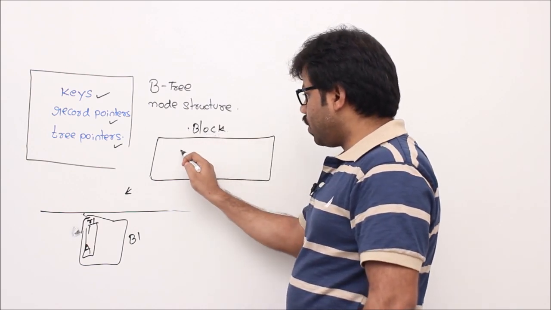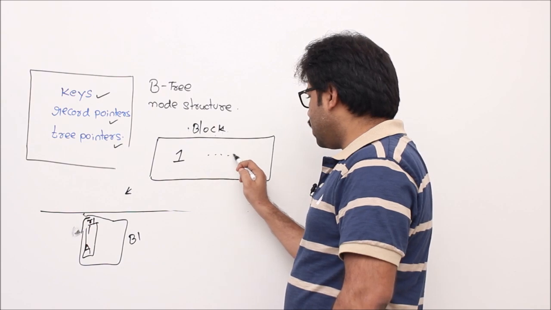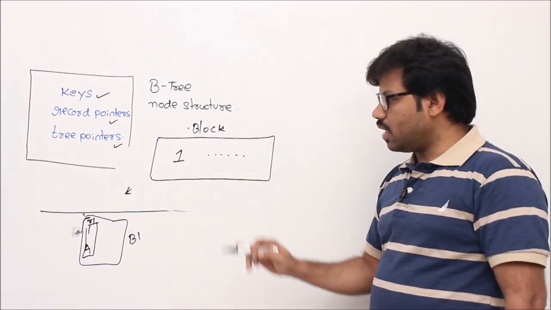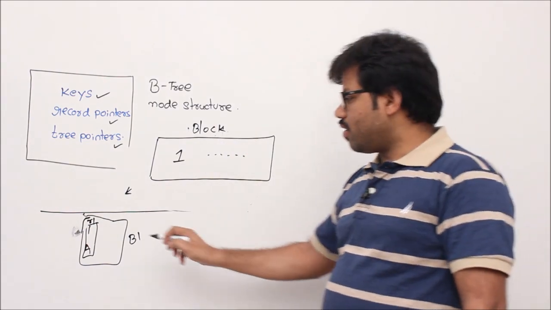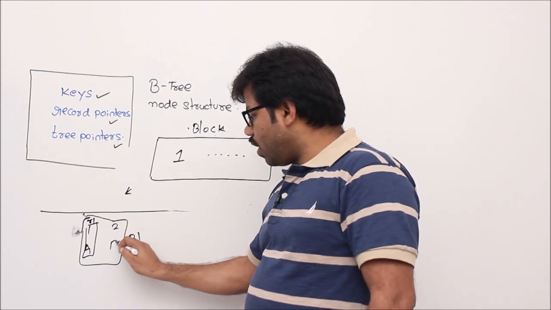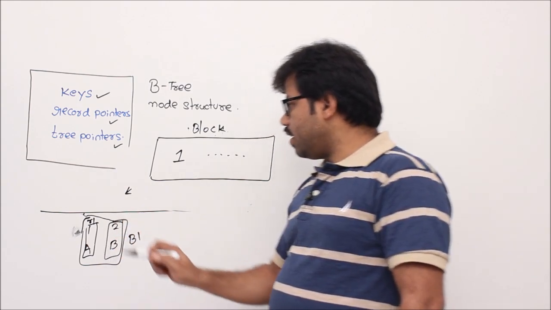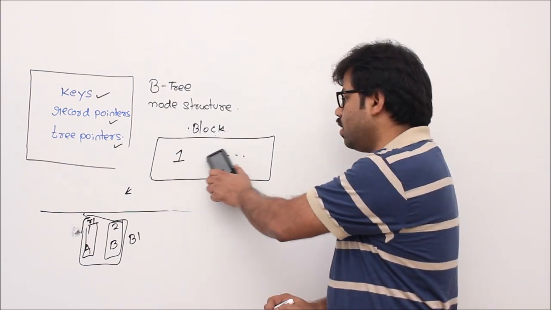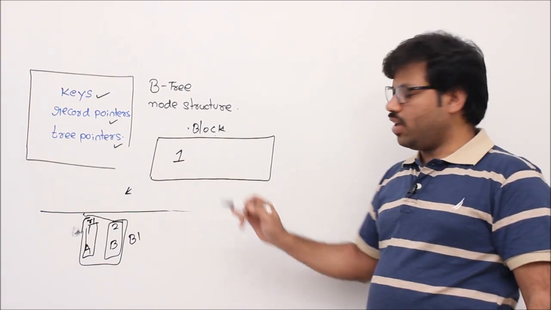Let's say this is the block which has a lot of space for pointers and keys. There is a lot of space reserved, but you are not using it, because at this moment we have only one key. Now try to add 2 comma b. Slowly you understand. 2 comma b is added. Then first of all, I update my index. How, I will tell you.